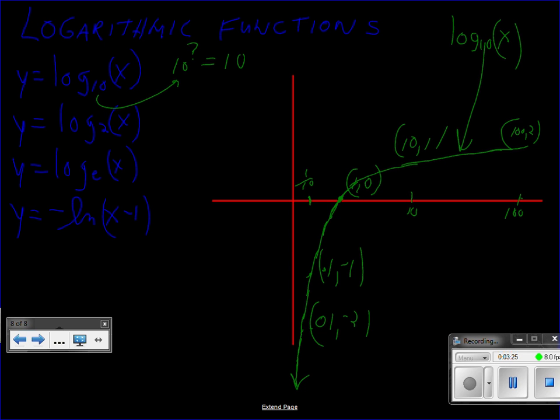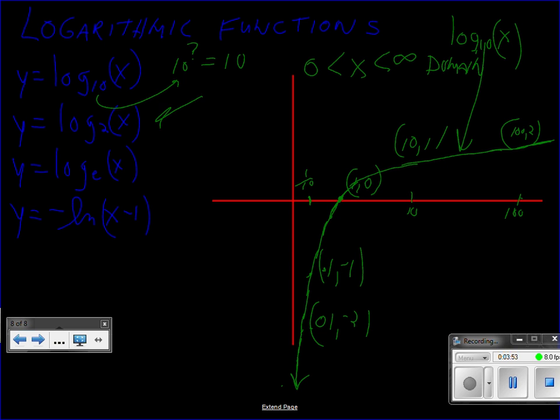Notice a few things here. What is the domain? The domain of a logarithm, x, is always greater than 0. There's the domain. What about the range? The range goes from negative infinity to positive infinity. It does get to infinity here, but very slowly.